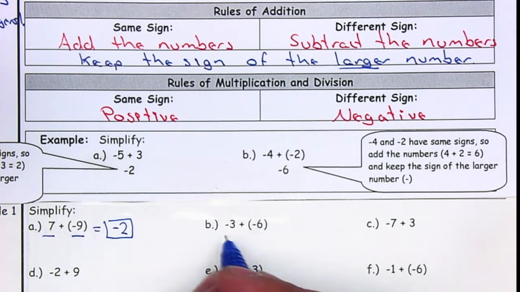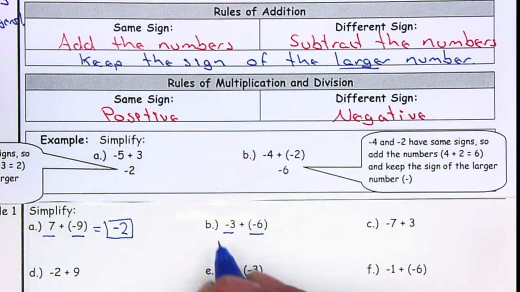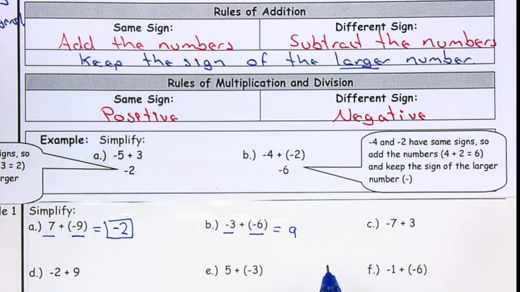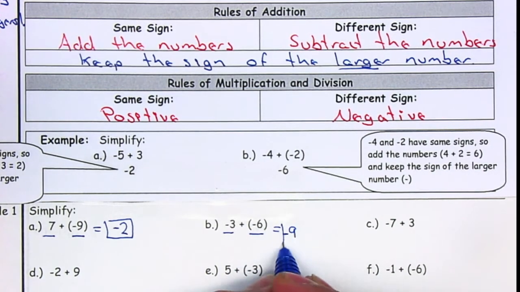For letter B, we have a negative 3 and a negative 6. They both are negative, so they have the same sign. If they have the same sign, we are going to be adding the numbers. That'll give us a 9. And we're going to keep the sign of the bigger number. The 6 is bigger, we keep it negative. So it'll be negative 9.